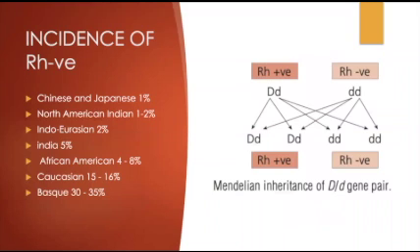Incidence of Rh negative around the world: between Chinese people and Japanese people, it's about 1%. North American Indians, 1 to 2%. Indo-Eurasian, 2%. India, 5%. African American, 4%. Caucasians, 15 to 16%. And Basque, 30 to 35%.